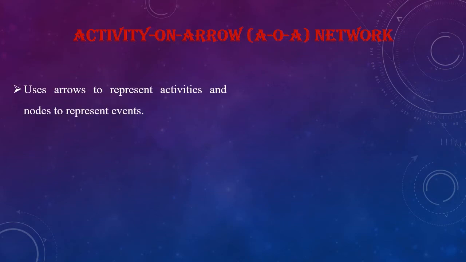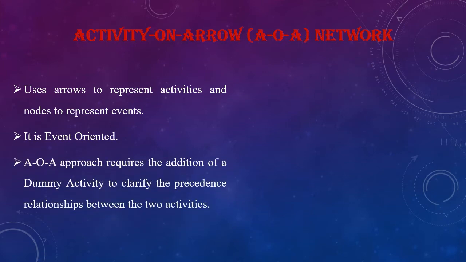Activity on arrow or AOA network. It uses arrows to represent activities and nodes to represent events. It is usually event oriented. An AOA approach requires the addition of a dummy activity to clarify the precedence relationship between two activities. We know that a dummy activity is an activity which does not consume time.